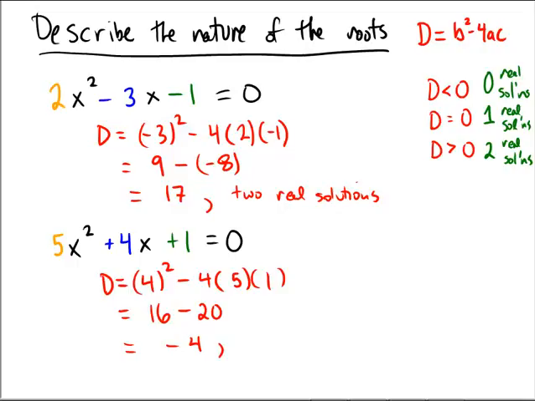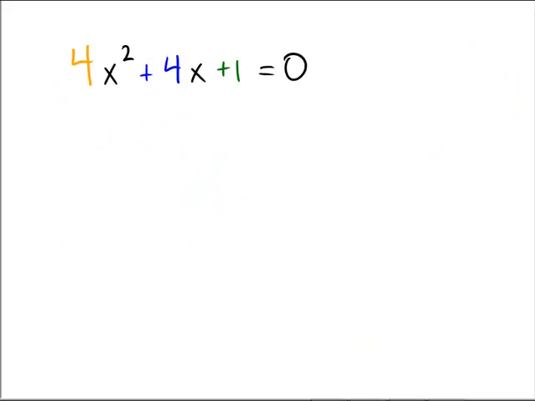We can't take a square root except in the complex numbers, so there will be no real solutions to this particular quadratic equation. So why don't you try one on your own? Consider the quadratic equation 4x squared plus 4x plus 1. Try pausing the video, seeing if you can calculate your discriminant and figure out what the nature of these roots are.